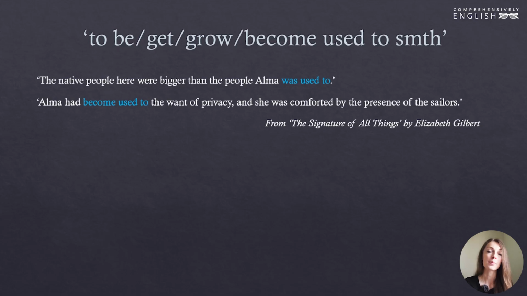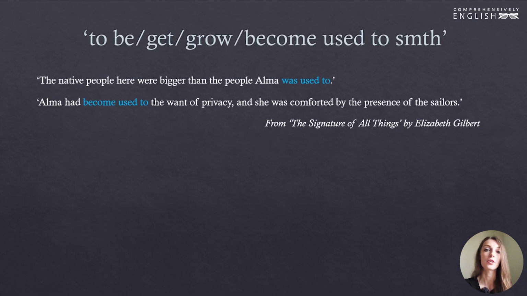Was used to helps us convey a state in which somebody or something is. She was in what kind of state? She was such that was used to something. Alma had become used to. Become shows entering in this state. But still we speak about a state. And this structure you can use in different tenses. You can say I am used to, or I will get used to, I will become used to something.